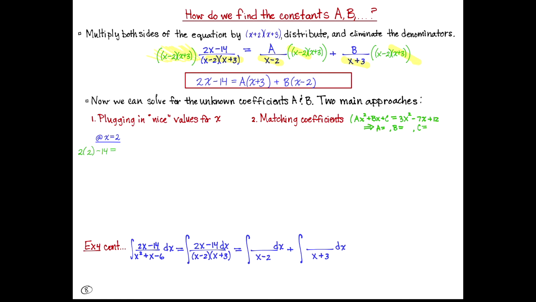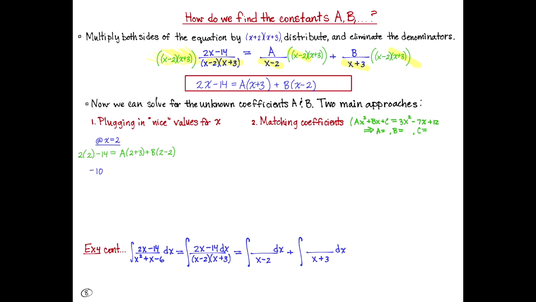And that is equal to 5a. And then the b term goes to 0. But what I would like to see is a little bit of work. So we have 4 minus 14 is negative 10. And that's equal to 5a. And so solving for a, we have that a is negative 2.